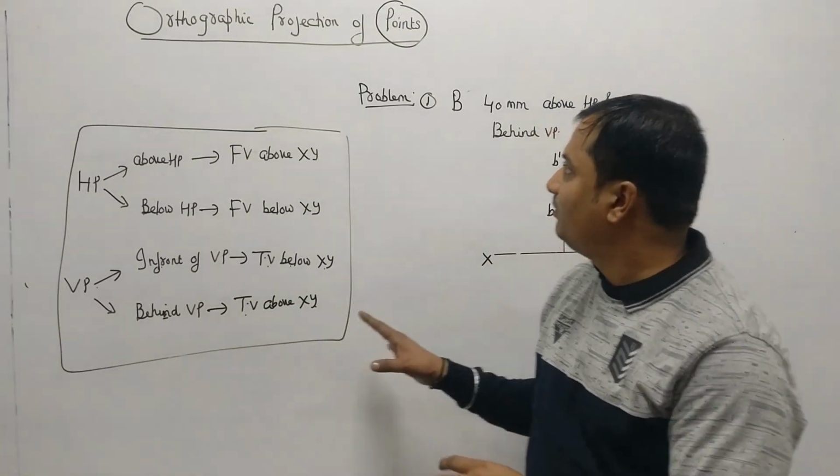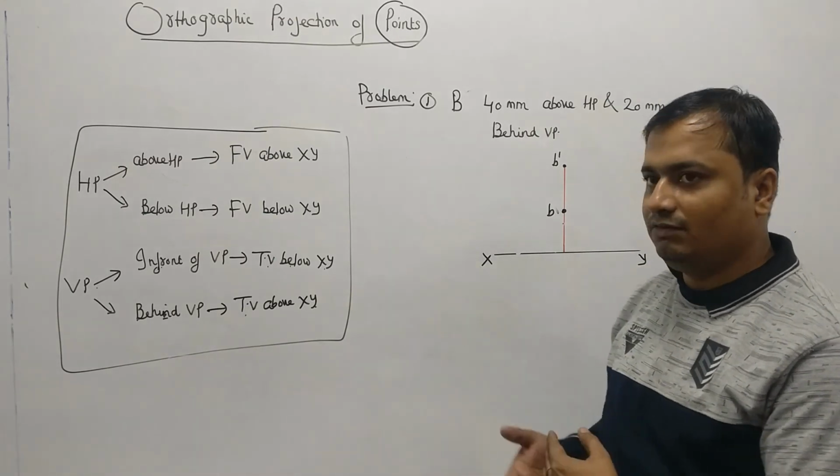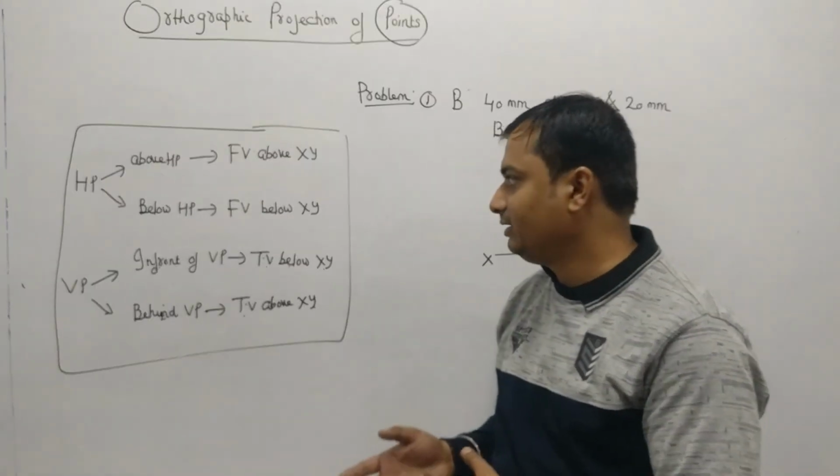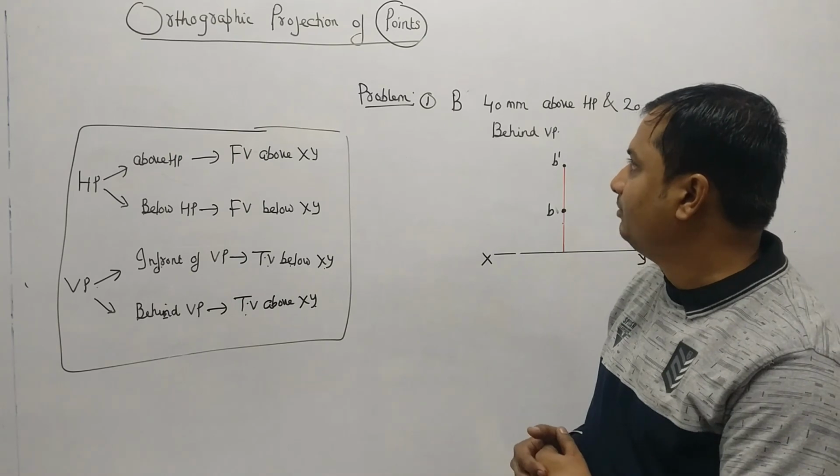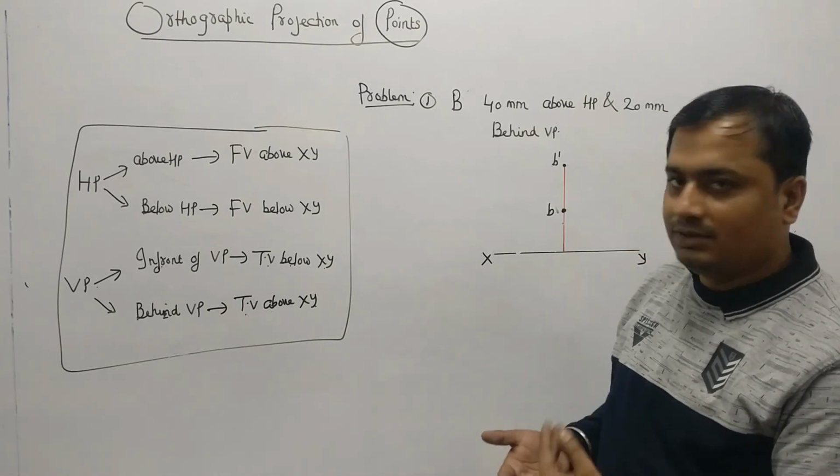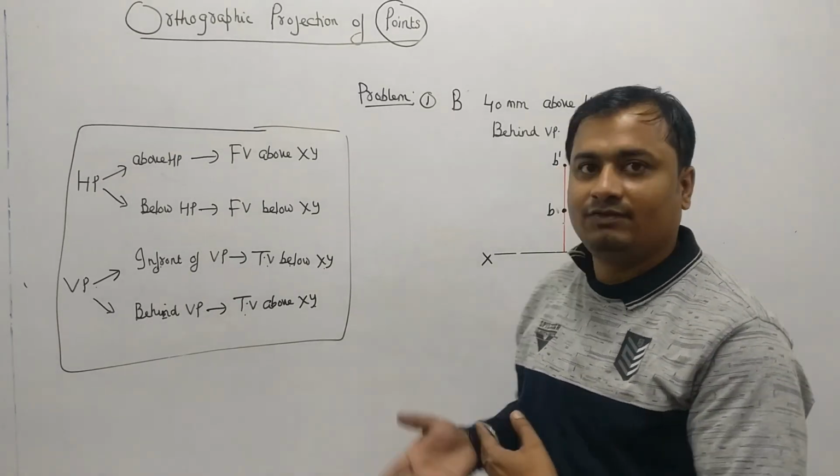So this is all about the projection of point. When you solve the different columns based on the point, you will be getting more clear about the concept of this point. So in the next topic, I will be dealing with the projection of line.